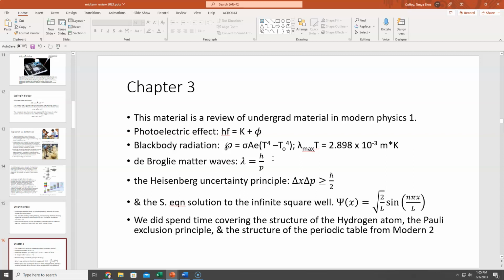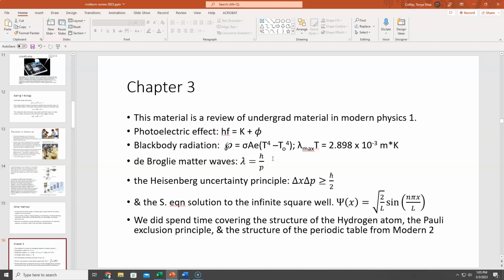Okay, next is the Heisenberg uncertainty principle. In one dimension, the momentum-position Heisenberg uncertainty principle can be written as delta x delta p is greater than or equal to h bar over 2. Delta x is the uncertainty in the particle's position in the x direction. Delta p would be the uncertainty in the particle's momentum in the x direction. H bar is Planck's constant divided by 2 pi.